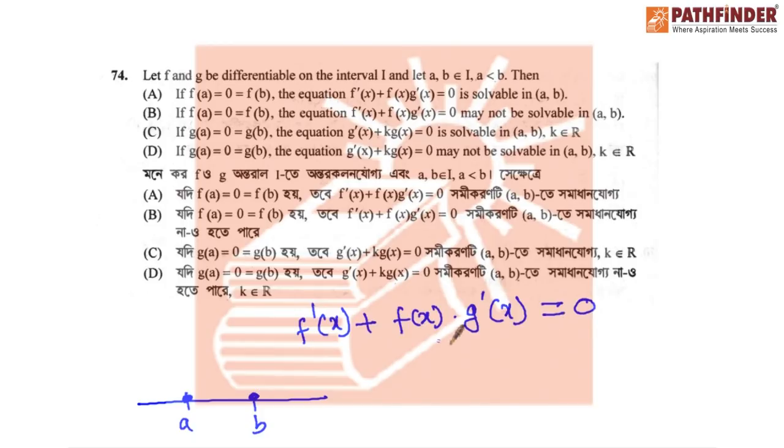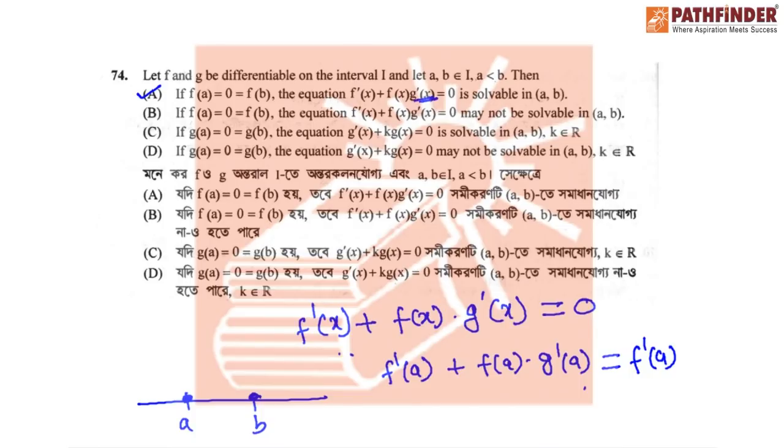So in this equation, if we put x equal to a, then we will get f dash a plus f(a) into g dash a. So this we will get as f dash a, and similarly if we put here b, then we will get f dash b. So from this we will get f dash a equal to 0, f dash b equal to 0. So which can be solvable in a to b. It depends on the selection of g dash x. So option A, we can say it is true. Similarly, if A is true, then B is wrong.